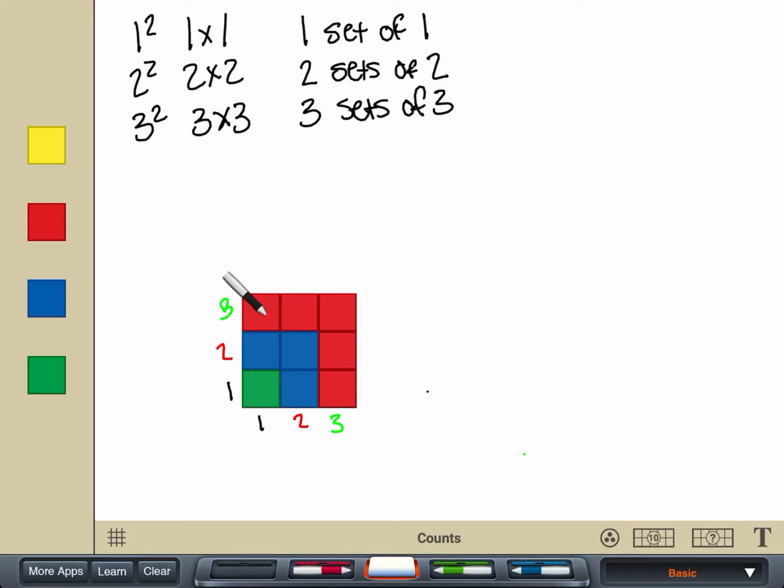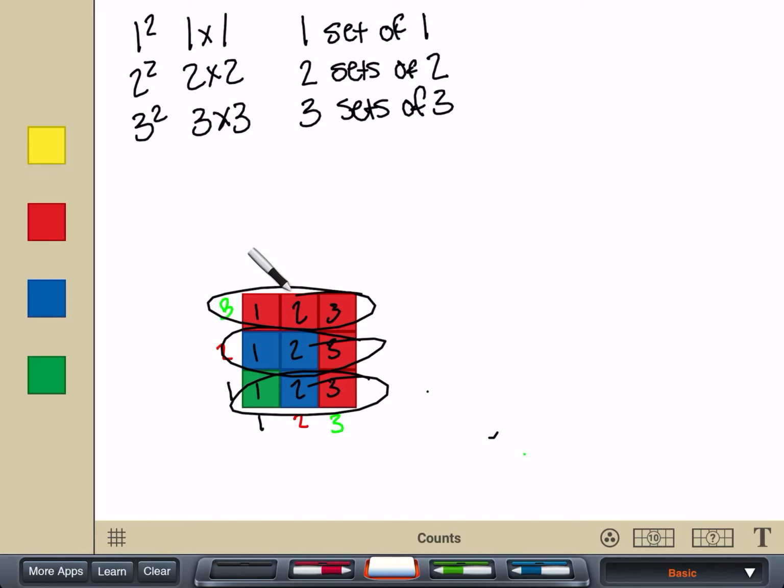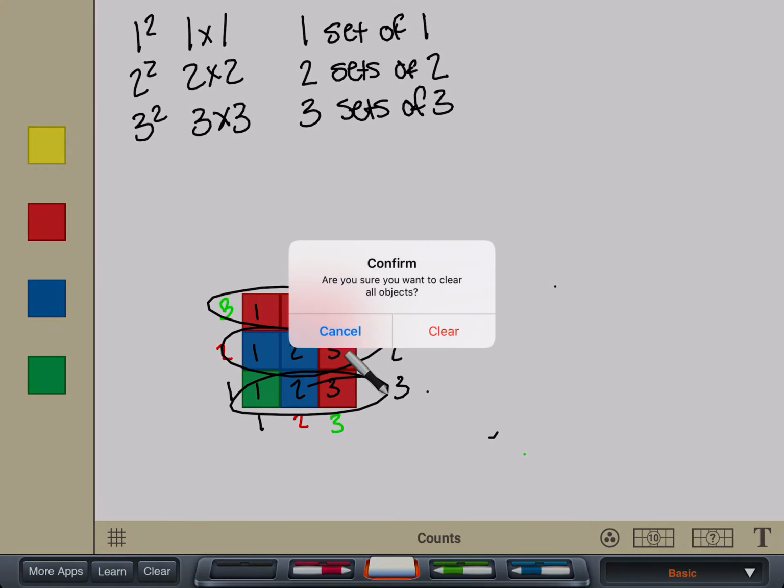So you can see there are 3 sets of 3. We have 1, 2, 3 right there. 1, 2, 3 right there. And 1, 2, 3 right there. That's 1, 2, 3 sets of 3. All right.